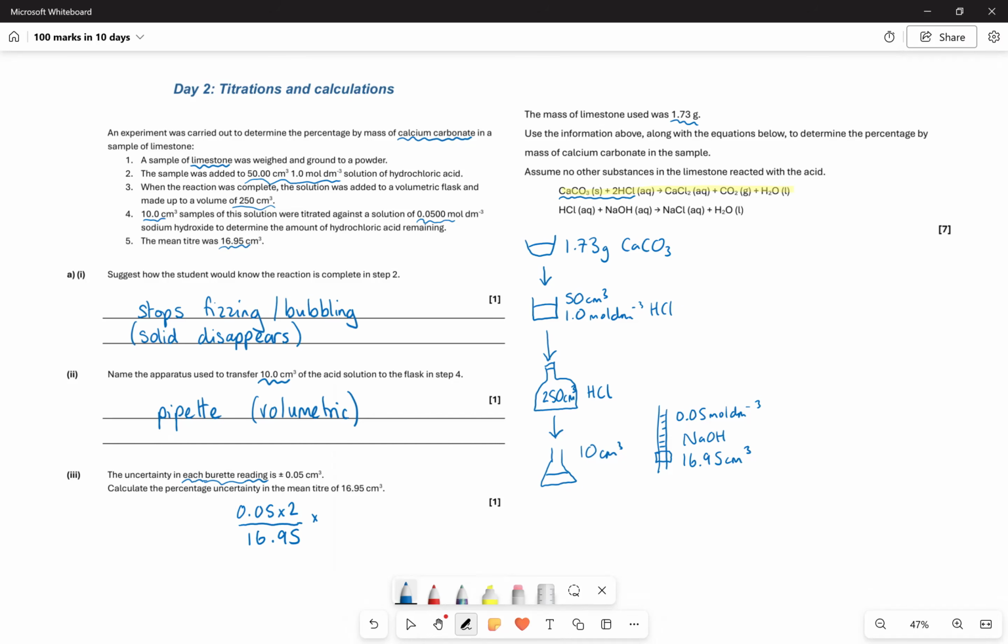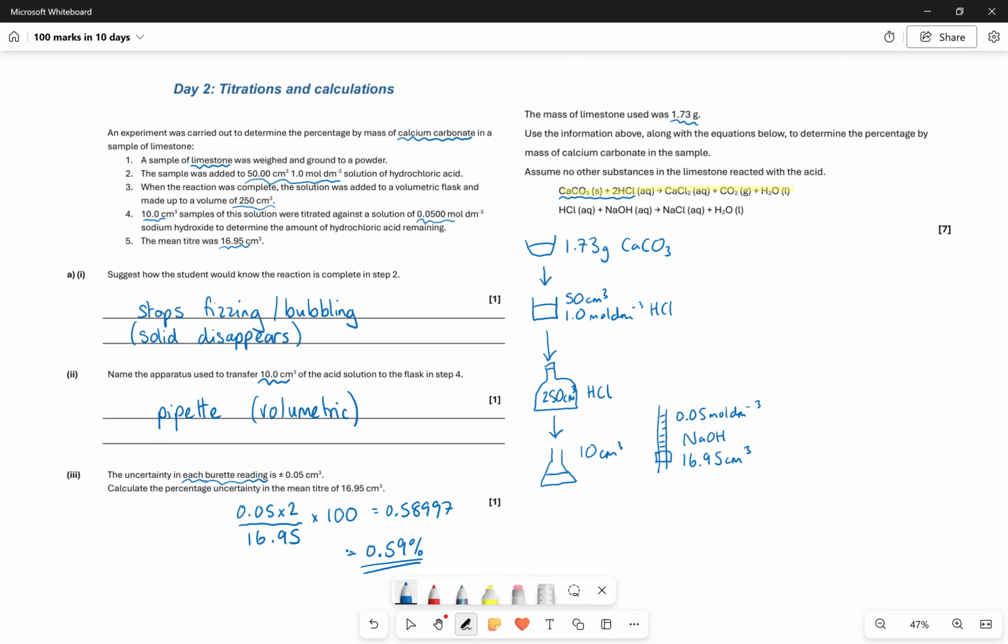So we do 0.05, which is the uncertainty, over the actual value, 16.95 that we're recording, times 100 to make it a percentage. And we're going to end up with a very small number, 0.59%. I've just left that as 2 decimal places. It's 0.58997. If you put all of those decimal places in, it's okay. It's only 1 mark. You wouldn't be penalised, but it does look a bit silly, in an uncertainty question, to be putting such a high degree of significant figures in your answer.